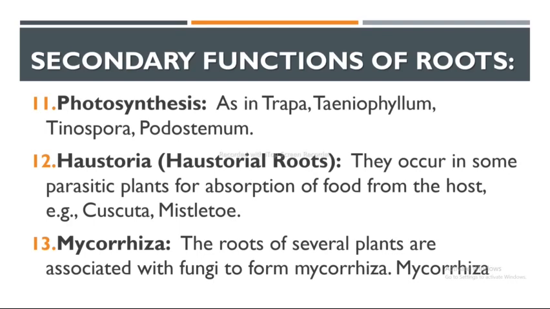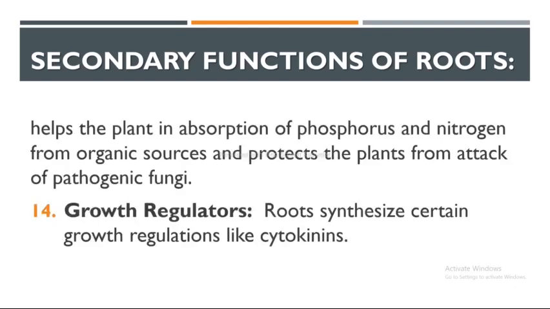12th secondary function of the root is haustoria or haustorial roots. They occur in some parasitic plants for absorption of food from the host, for example in Cuscuta and mistletoe. 13th secondary function of root is the mycorrhiza. The roots of several plants are associated with fungi to form the mycorrhiza. Mycorrhiza helps the plant in absorption of phosphorus and nitrogen from organic sources and protects the plants from attack of pathogenic fungi.